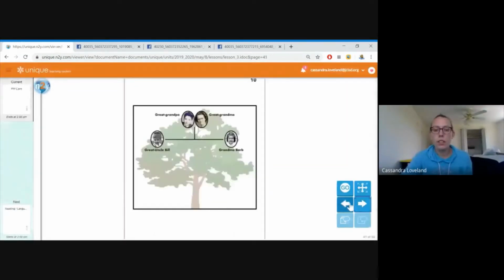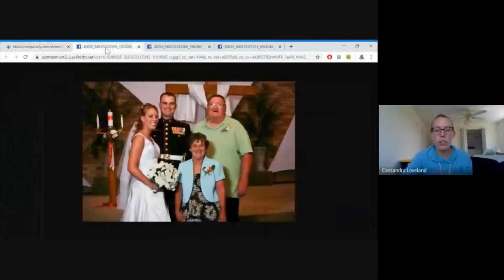Here is the start of Josh's family tree. He has great-grandpa and great-grandma and great-uncle Bill and Grandma Barb. And now we're going to look at pictures of me and my grandparents, and we're going to see what traits I have the same and different.